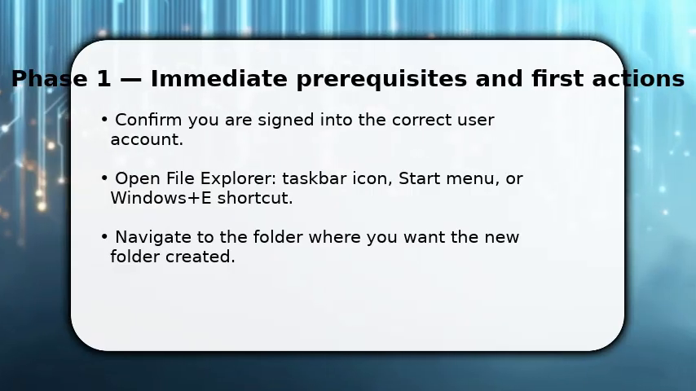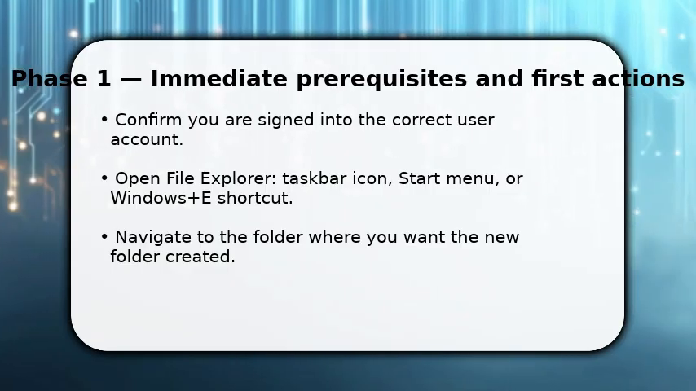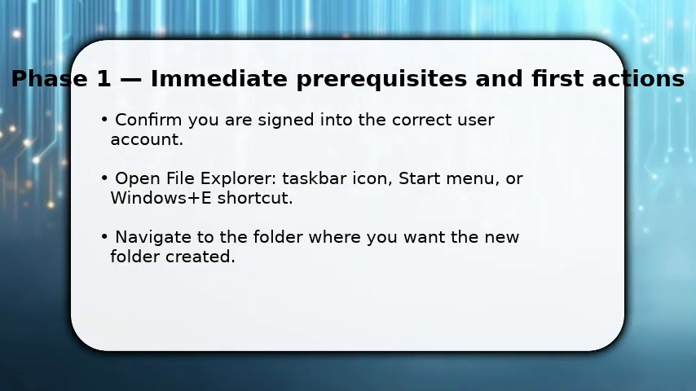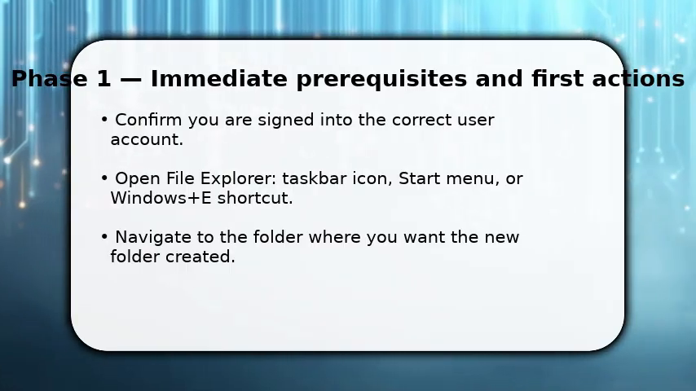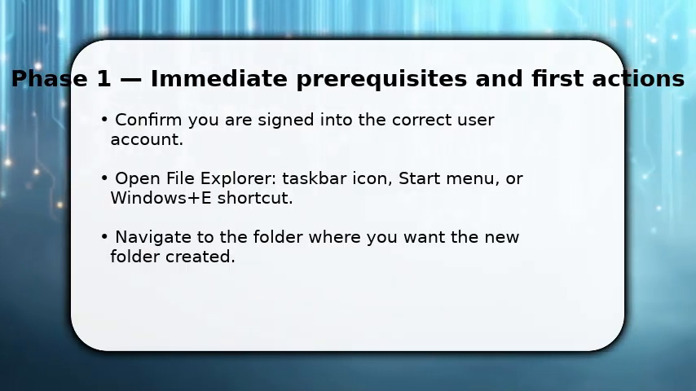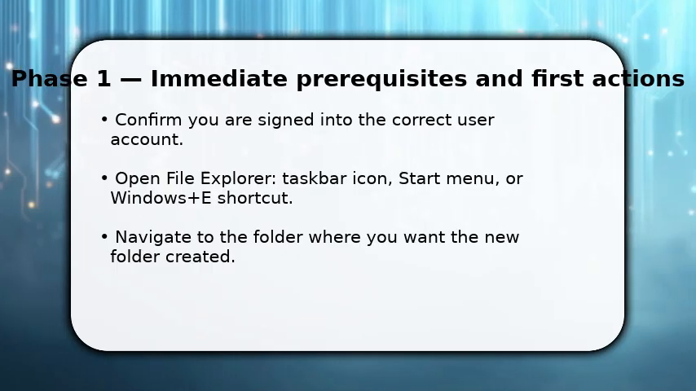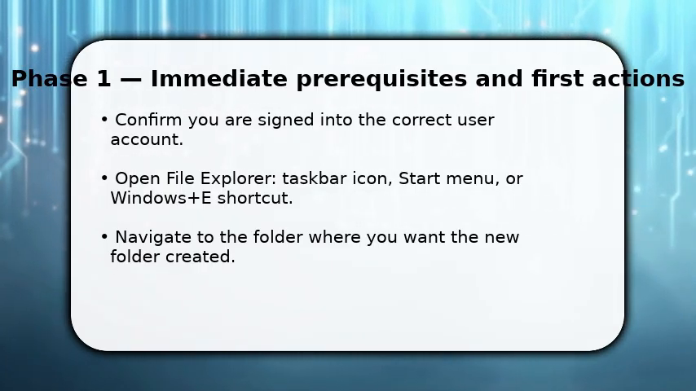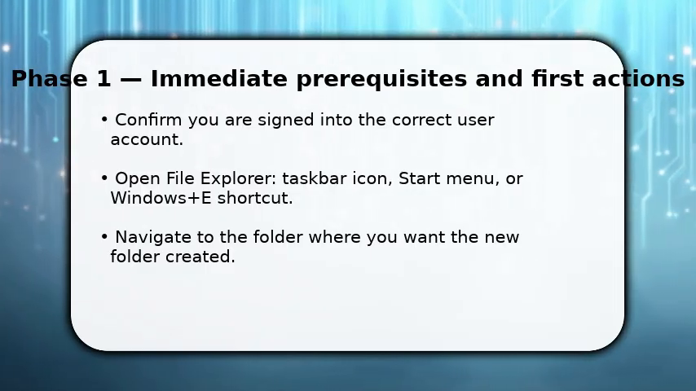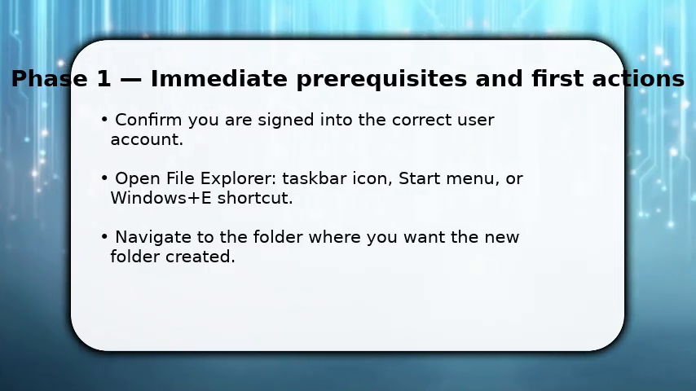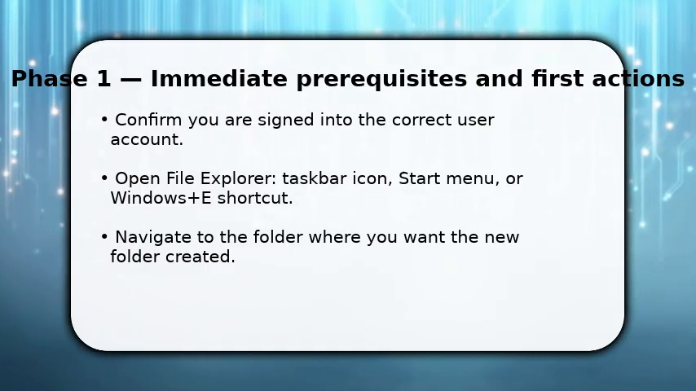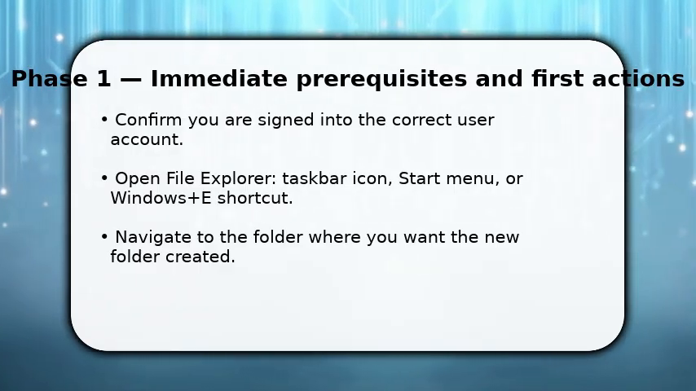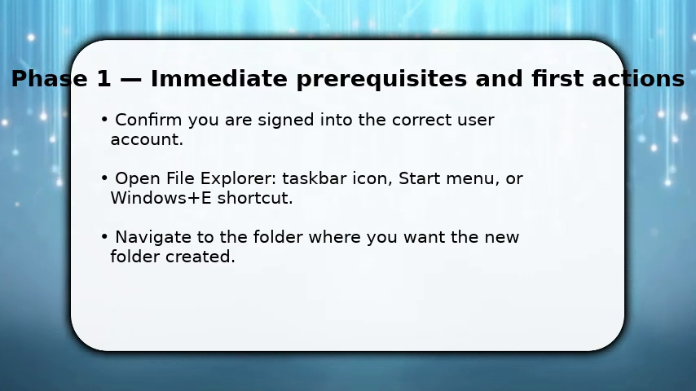You already have the essentials, an account and a target location. Start now by opening File Explorer with Windows plus E or the taskbar icon. Once Explorer appears, click into the parent folder where the new folder will live. Make sure this is the right drive and path so you avoid clutter. You're beginning the action step immediately because choosing the correct location prevents later reorganization. Now pause to confirm you can see files and folders in that pane before you create anything.